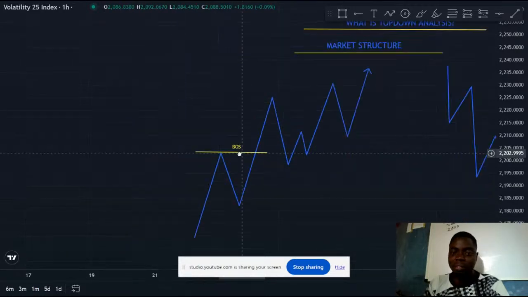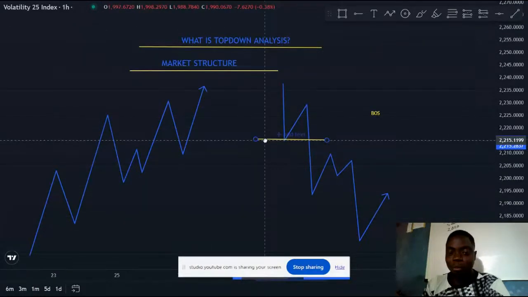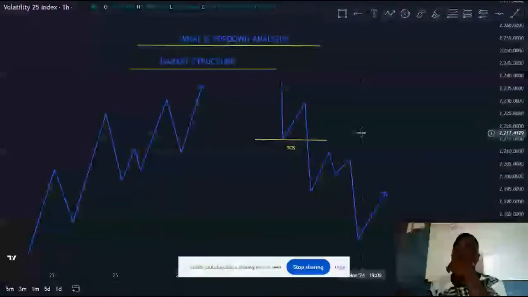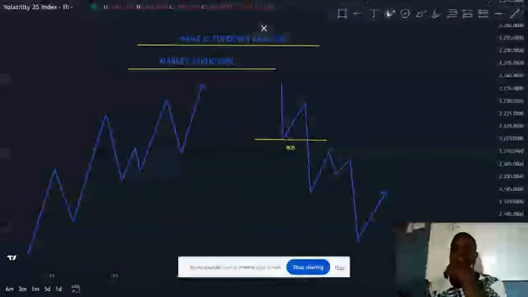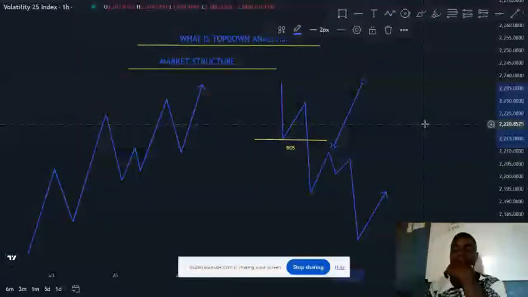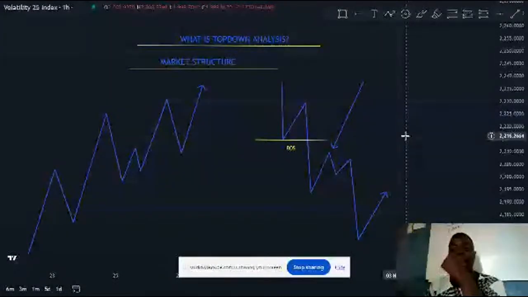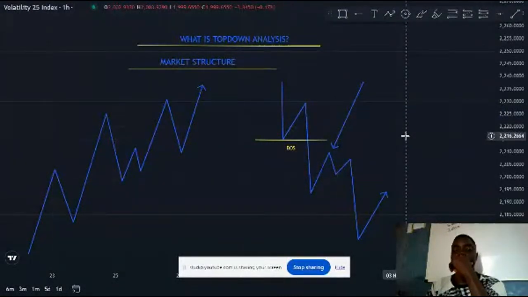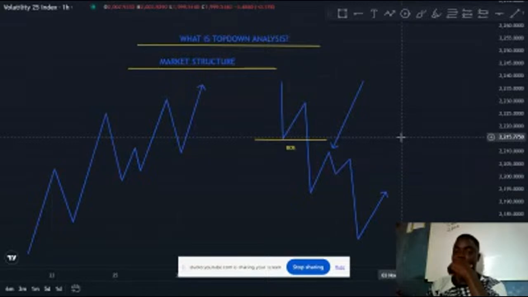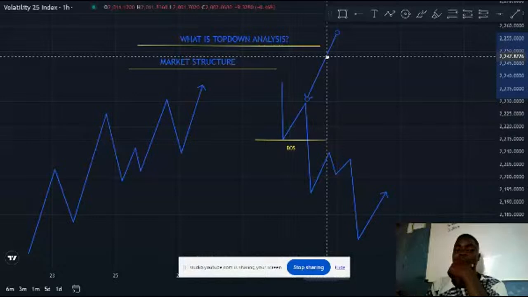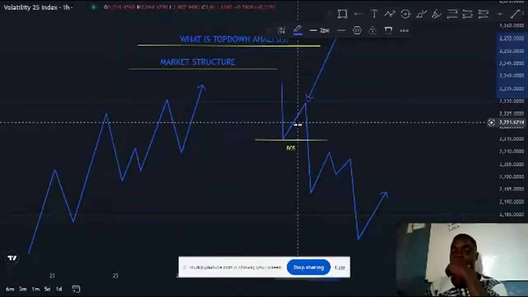Let's move to the bearish. Expect a low to be taken out. So this is a break of structure. Is this guy here a lower high? No, it is not. The only lower high technically is the one that broke structure.